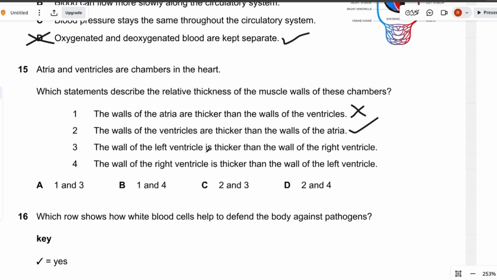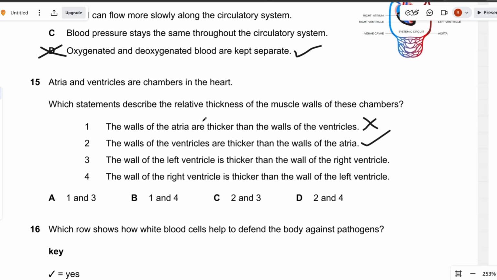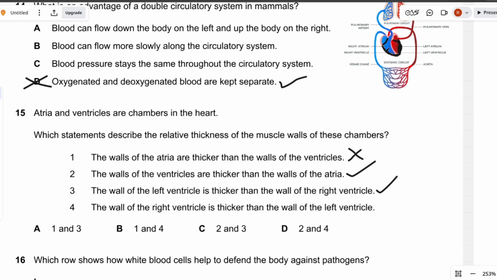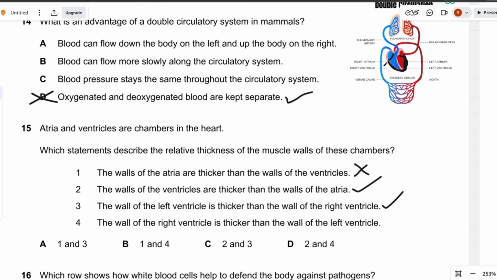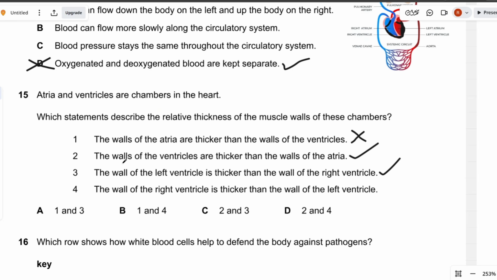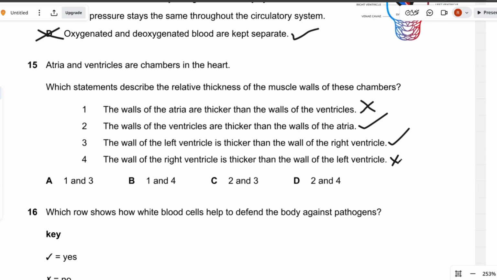The wall of the left ventricle is thicker than the wall of the right ventricle. That is absolutely correct. And the reason behind that is the left side of the heart pumps blood to all the body organs, so not just the lungs as the right side does. The right side pumps the blood to the lungs. So the wall of the right ventricle is thicker than the wall of the left ventricle. This is just the opposite and it's wrong. Therefore, the only correct answers are 2 and 3.